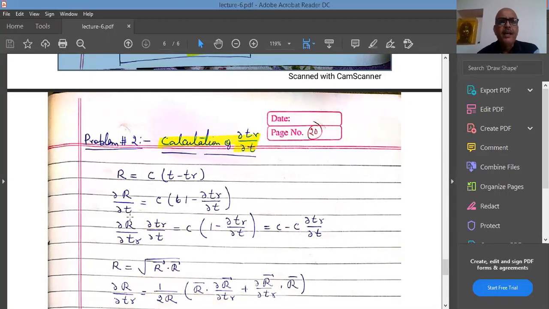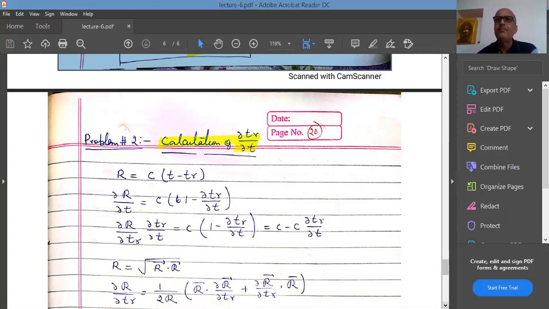So this is simple. If we calculate the value of this del r over del t_r here, we will substitute it here and find out the value of del t_r over del t. So let us now apply. These are basically the two very important problems given in Griffiths.